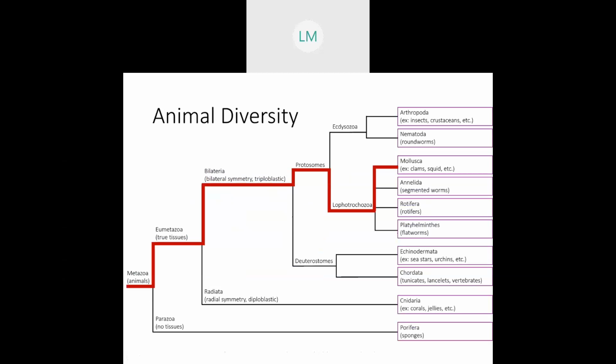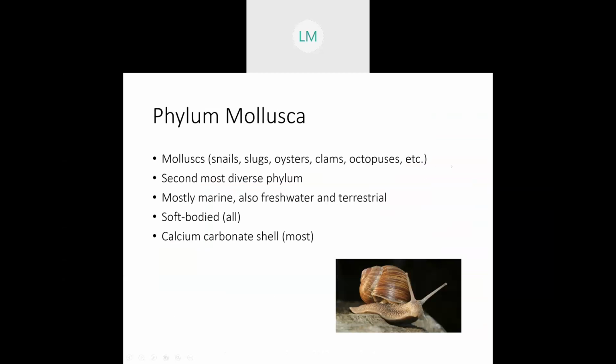All right, so still in our protostome exit, still in the Lophotrochozoa group here. We talked about our flatworms, we talked about our segmented worms. Now we are going to talk about our mollusks. So phylum Mollusca, these are going to be our snails, slugs, oysters, clams, octopuses. Those are all considered mollusks. This is a really, really diverse phylum.